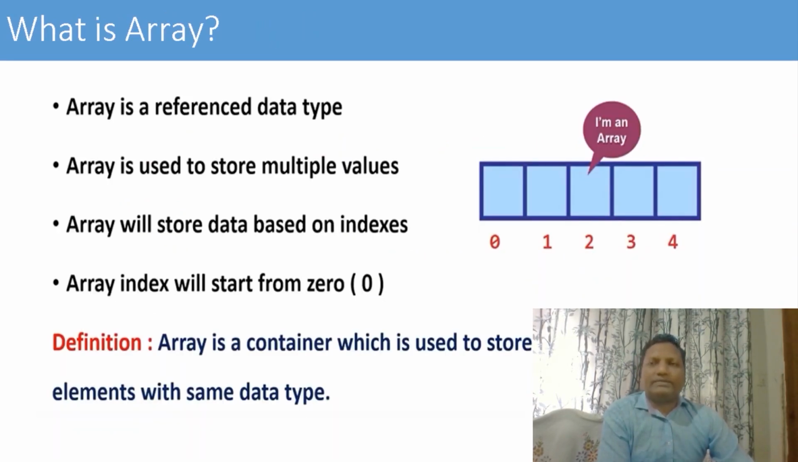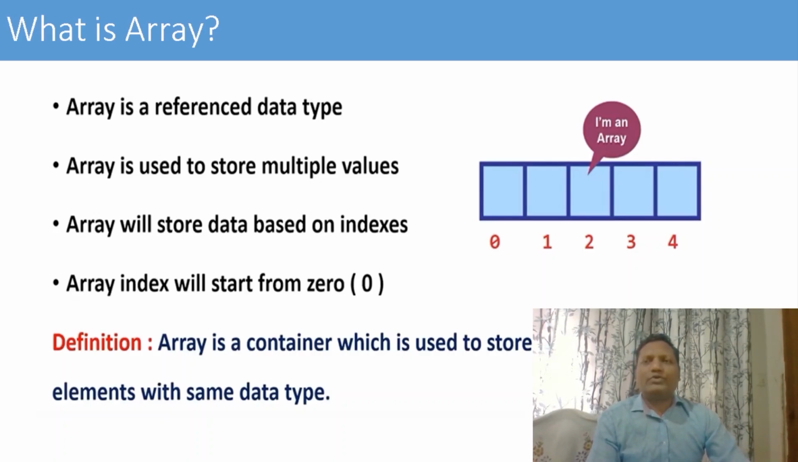Now, what is an array? An array is a reference data type used to store multiple values. Arrays store data based on indexes. For example, you can store 10 values in a single variable using an array. An array maintains the data based on indexes starting from 0. We can define an array as a container that holds a collection of elements of the same data type.